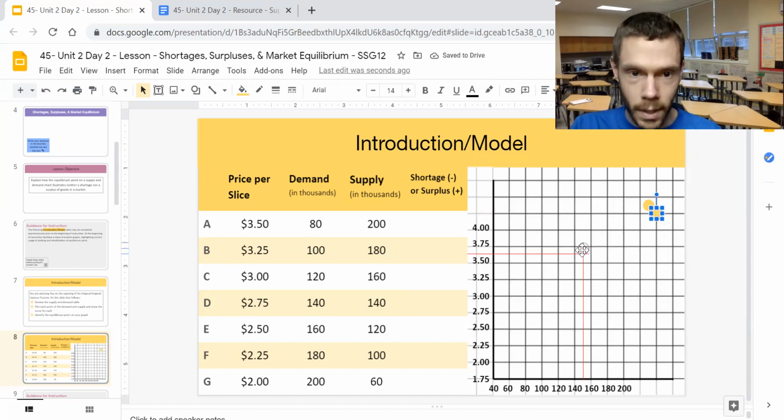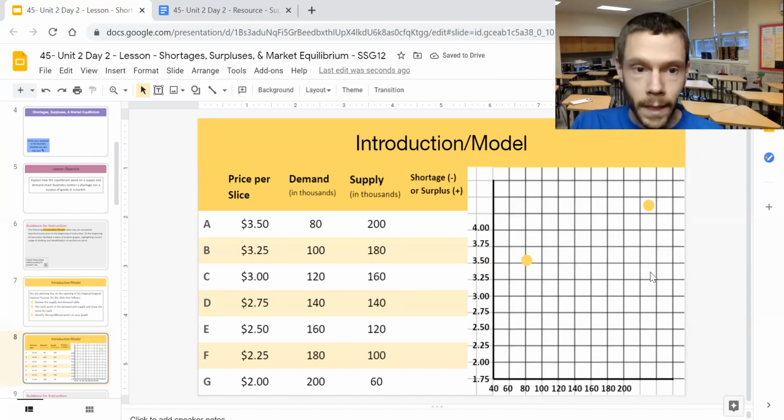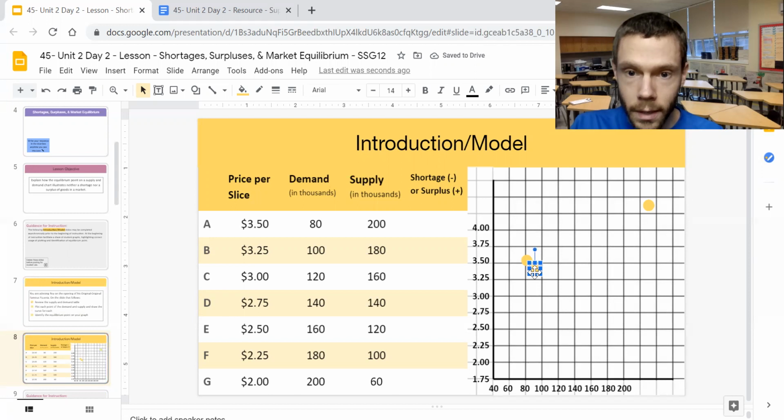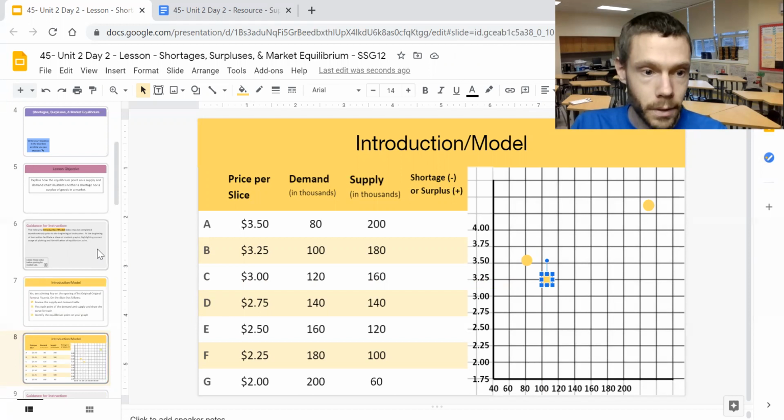So if yellow was demand, I can go with 350. We see that there are 80 units being demanded, and I can do the same thing. Again, I could Control C, Control V, and we can see at 325, it's now 100. And we can see how the demand curve will slope downward, the supply curve is the opposite, and we can see where the market equilibrium is.